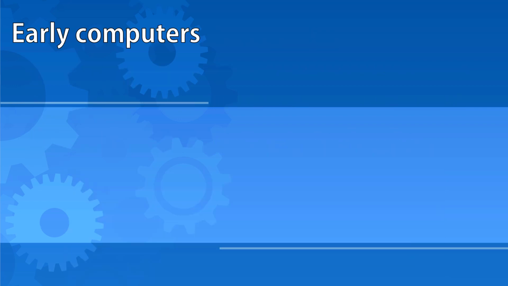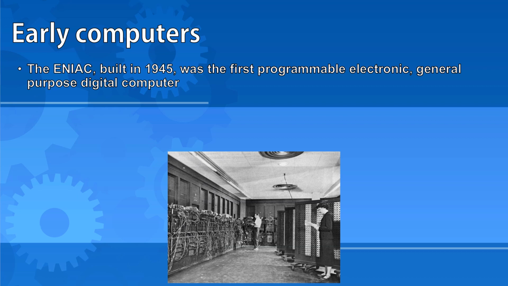The ENIAC, or Electronic Numerical Integrator and Computer to give it its full name, built in 1945, was the first programmable electronic, general-purpose digital computer. It was built to calculate artillery firing tables for the US Army.